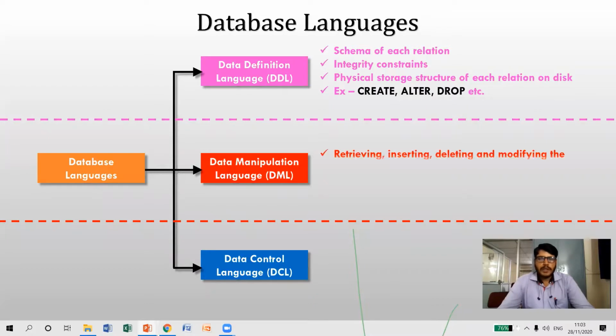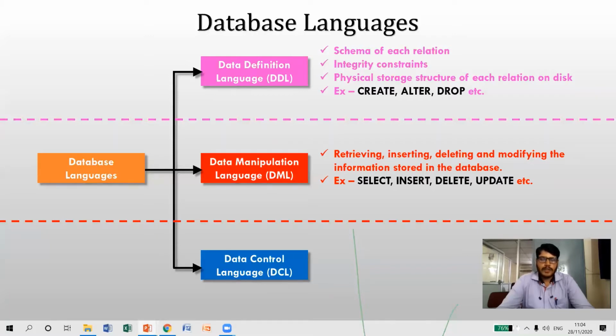With the help of a DML language, see, the name itself indicates data manipulation language. We can perform manipulation operations such as retrieval of a record, inserting a new record, deleting and updating the existing record which has been stored in the database. So these are the manipulation operations we can perform on the database. Some of the examples of DML statements are select, insert, delete, update.